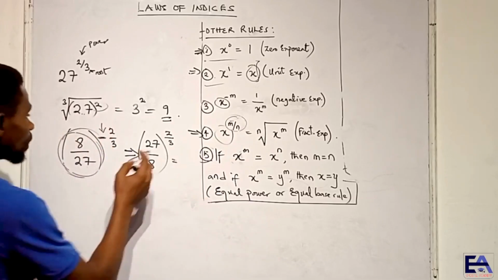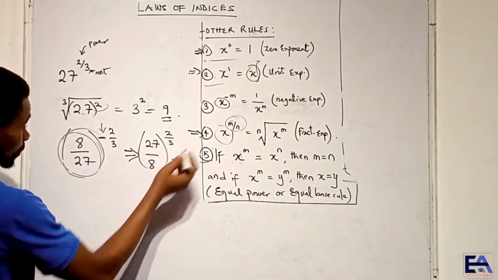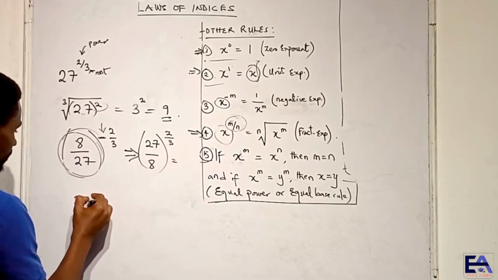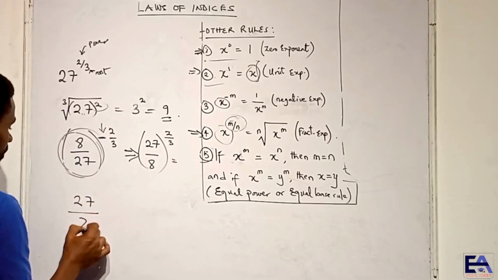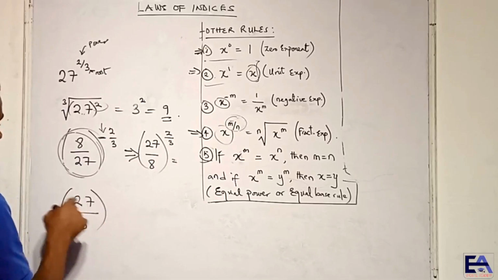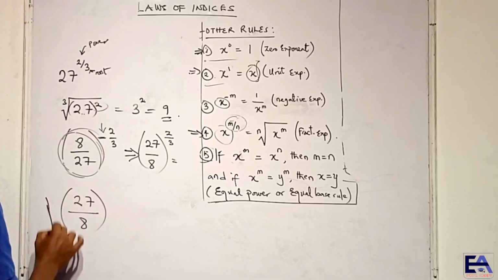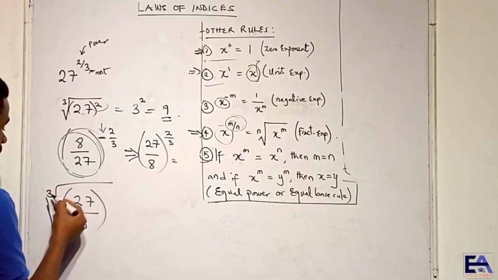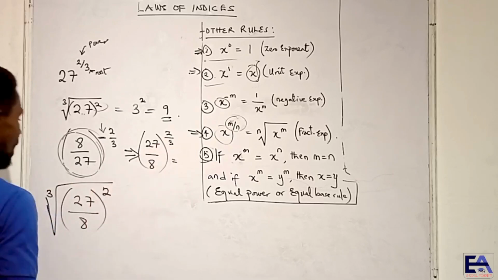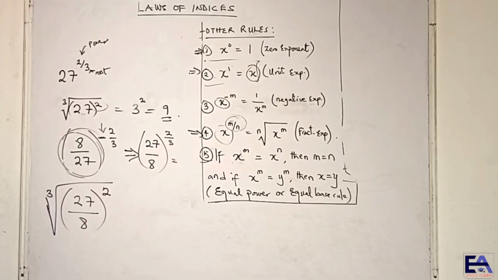So I'm going to do that now. We say 27, so it now becomes 27 over 8, the cube root, and then this 3 goes as a root, then this 2 goes as power, okay?